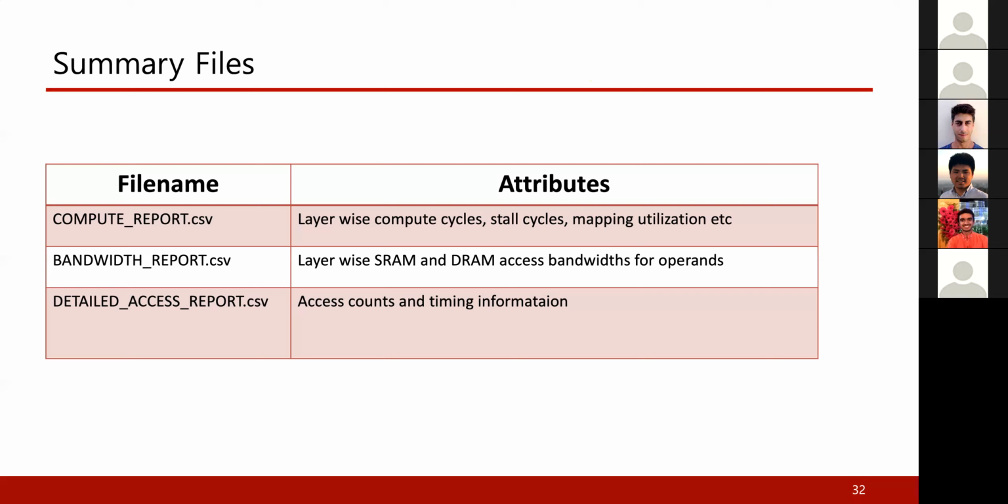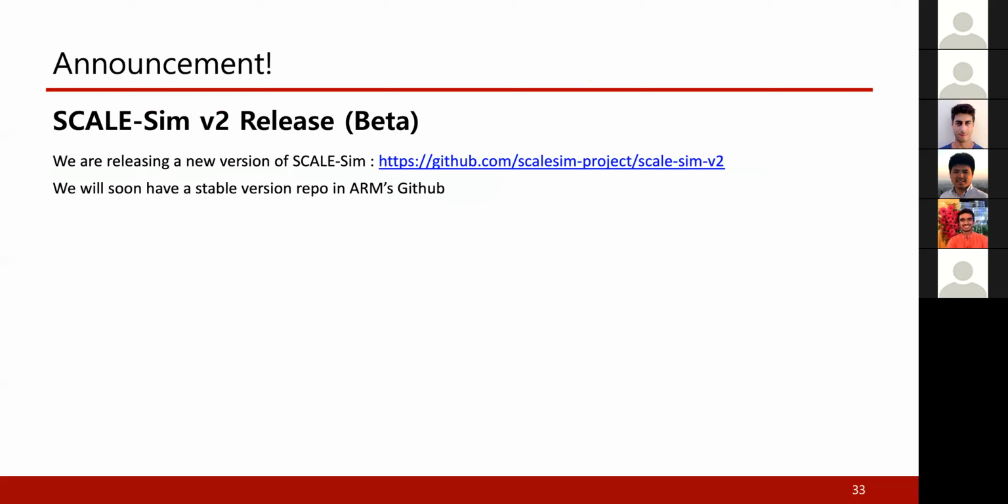So that's a high level picture of ScaleSim. Like Tushar has mentioned before, we have an announcement to make: we are now releasing ScaleSim v2 in beta. This beta version is released on the ScaleSim project's GitHub, and we are moving to have it quickly reach a stable point so that we can push it to ARM's GitHub. By the way, the V1 version is still up on ARM, and it is a stable version, so you can go ahead and use it, ask questions. We will be happy to get your feedback.